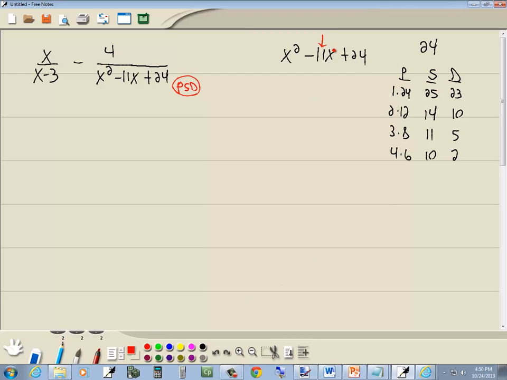The number we're looking for is the number before our middle term, which is 11, which is right here. So we're going to use 3 and 8. Now our larger number in the P column that we're using, which is the 8, will always be the same sign as the middle term, which in this problem is negative. The number I circled in the S column, S for same signs. So if the 8's negative, then the 3 will be negative. So our problem becomes, in step 1, x over x minus 3 minus 4 over x minus 3, x minus 8.